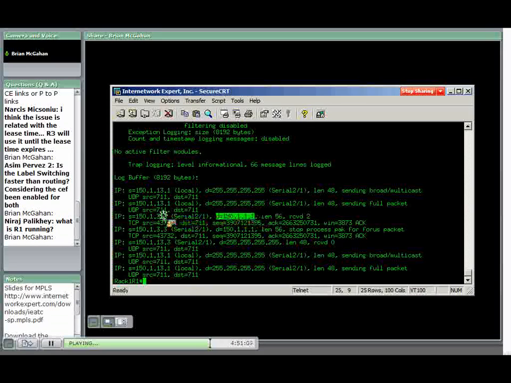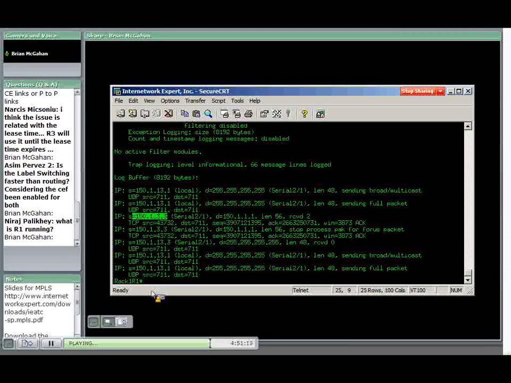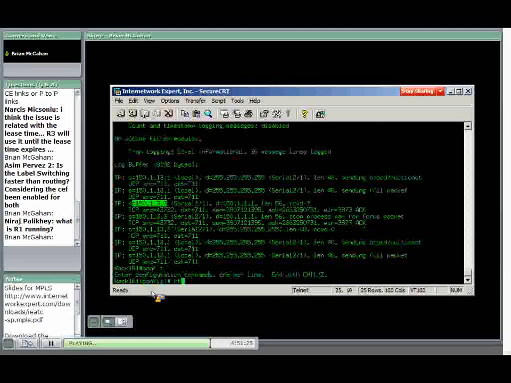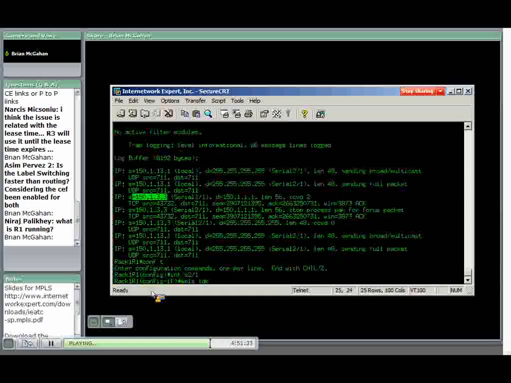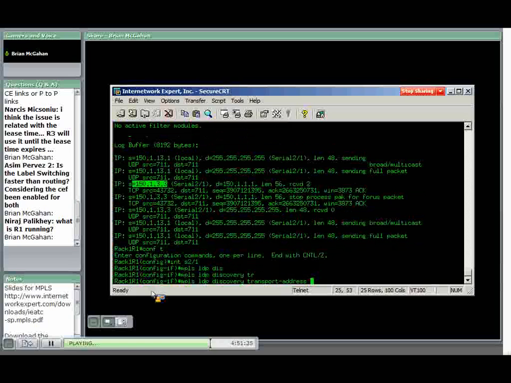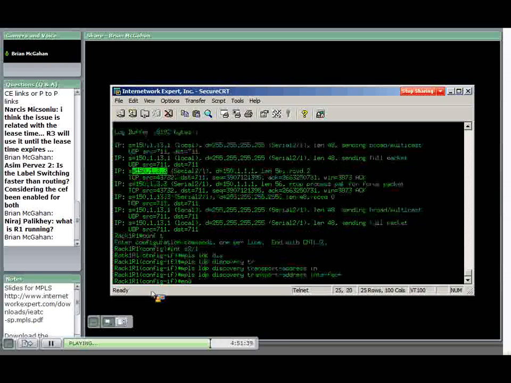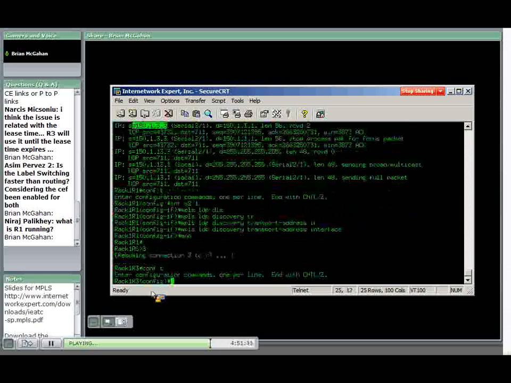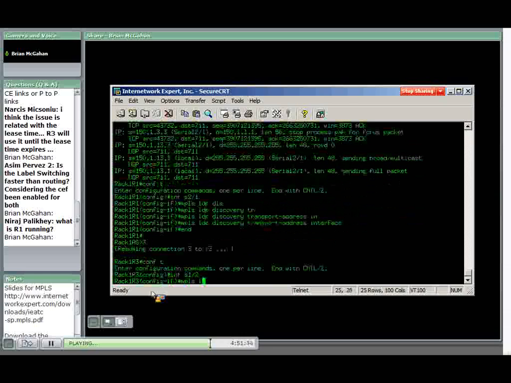Based on this output, you can also tell who is the TCP server and who is the client. The client always initiates the connection to the server at the well-known port. So we can see that router 1 is using port 711, where router 3 is using a randomly negotiated port between the two of them. So if we go back to router 1 here, we'll say undebug all, clear the log, and debug IP packet detail. If we look at the log now, we should see the TCP transaction between the two of them.